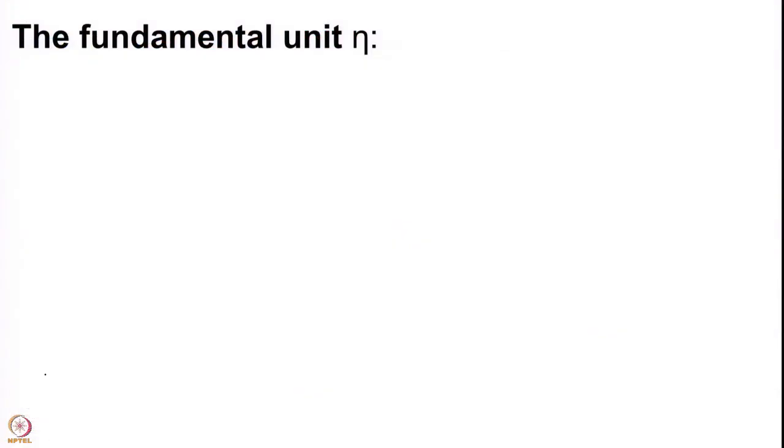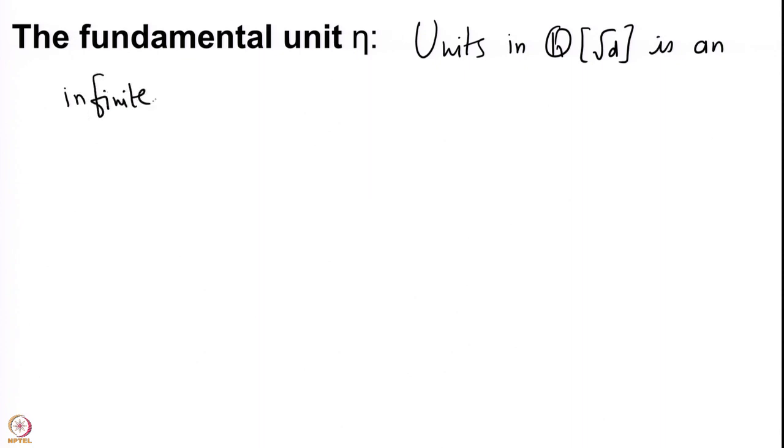Basically, we are going to look at convergents of root D, and these convergents will give us the solutions to the famous Brahmagupta equation. And before going to the Brahmagupta equation, we want to go to what is known as the fundamental unit. So, we observe that units in Q root D is an infinite set. This is something we have observed in our last lecture.